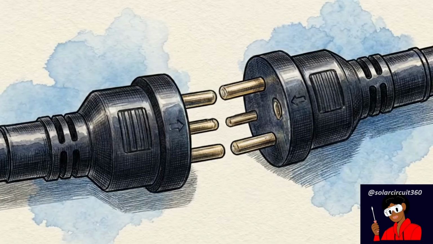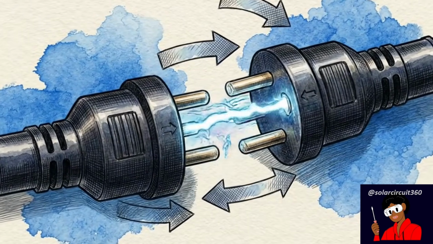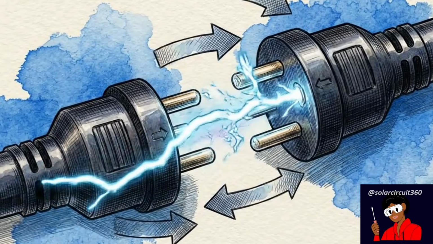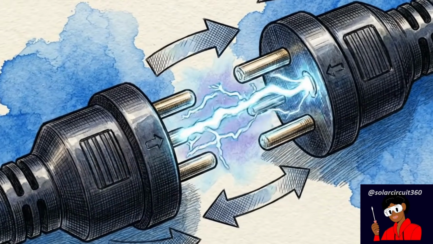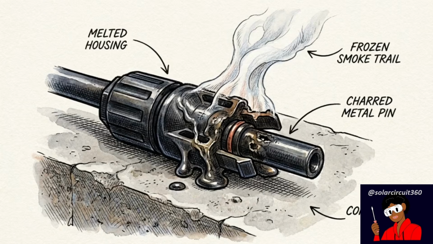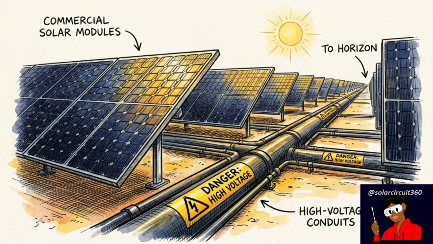The danger emerges when breaking a live DC circuit under a short-circuit load. Electricity aggressively jumps the widening air gap. This creates a direct current arc. The continuous fault current superheats the air, destroying MC4 connectors and creating a fire hazard. This hazard multiplies in commercial arrays. Multiple panels wired in series compound the voltage to lethal levels.